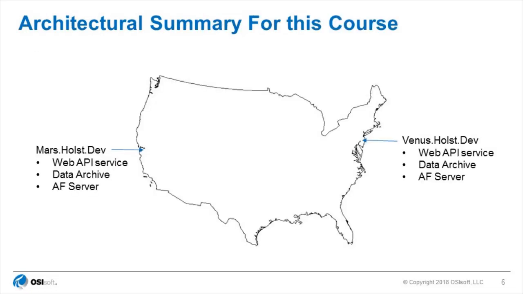In these recordings, I'll be using a personal test system that isn't publicly available, so you won't be able to connect to it. I'll mainly be working with the venus.holst.dev server, which hosts the PyWeb API, along with the data archive and our AF server.